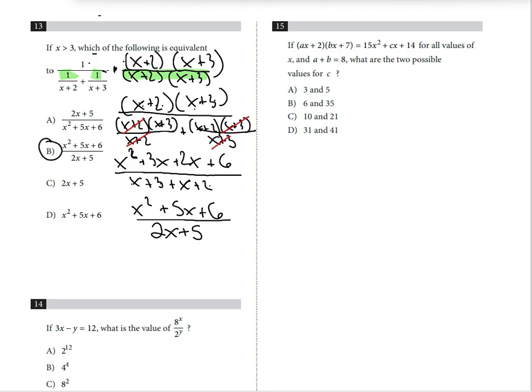Okay? So the trick here is looking at these fractions and figuring out what we have to multiply to eliminate those fractions. We've got x plus 2, so we said, I want to multiply the denominator and numerator by x plus 2. I've got x plus 3, so I have to multiply the denominator and numerator by x plus 3, and then distributing them, canceling them out, FOILing, and then simplifying. All right, let's look at number 14.